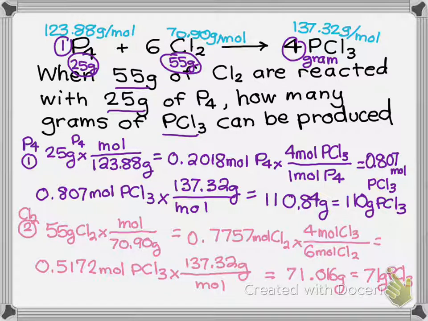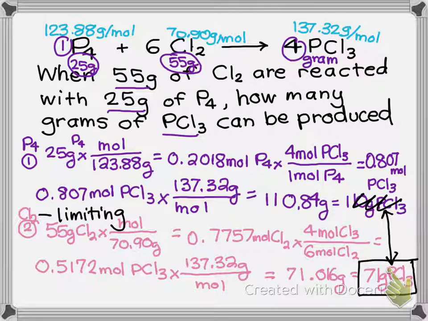Okay, so again, and this is a little ironic, every example, which wasn't intentional, you're going to compare these two answers, and the one that is the least, that is your answer. This is not an answer. So it's 71 grams of PCl3. The one that makes that amount is called the limiting reactant, and the one that makes the extra amount is called the excess reactant.